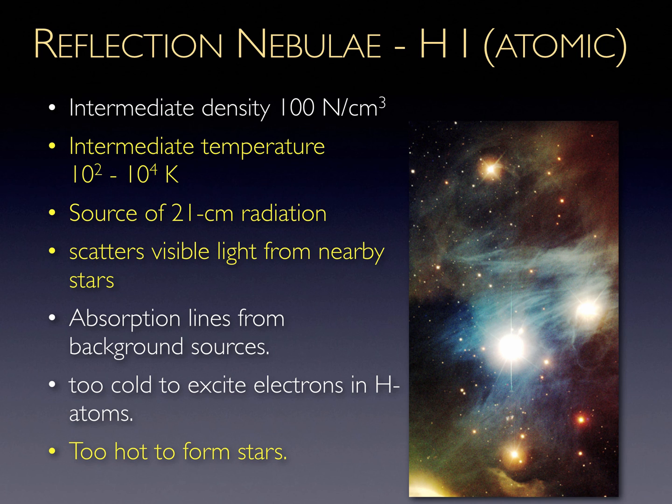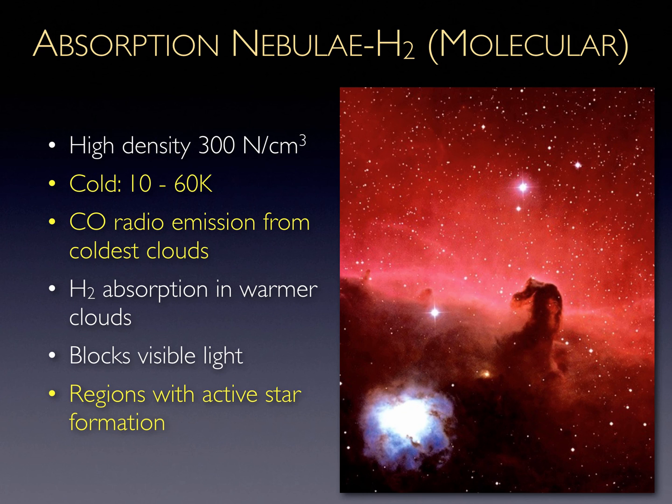Atomic hydrogen not only emits the 21 cm radiation, but it can also scatter nearby starlight. This gives them a bluish appearance, for reasons similar to why our sky appears blue. These nebulae are called reflection nebulae. They are 100 to 10,000 times cooler than emission nebulae, but still far too hot to form stars. Absorption nebulae are dense, cold clouds of molecular hydrogen and other material that block background starlight. These clouds are a few tens of Kelvin and are where stars begin to form.